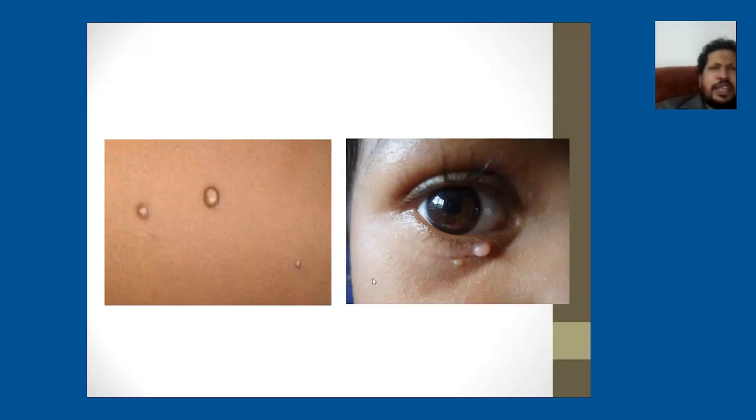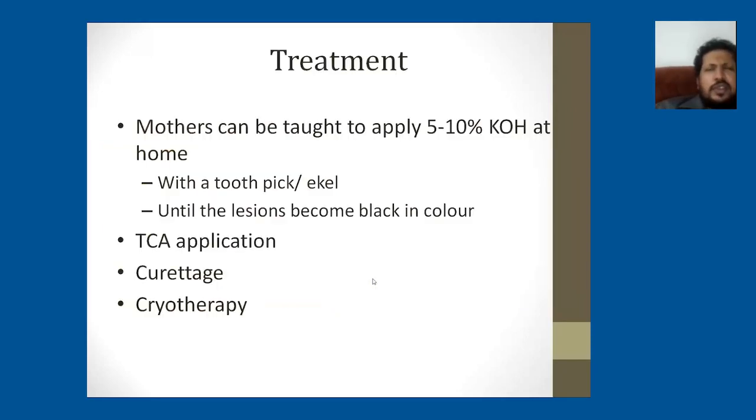So sometimes it can be quite tricky to diagnose, but most of the time, if you can find the umbilication, it's easy. So usually we treat it with either KOH or trichloroacetic acid. But even without treatment, most immunocompetent children eradicate the infection within a couple of years.